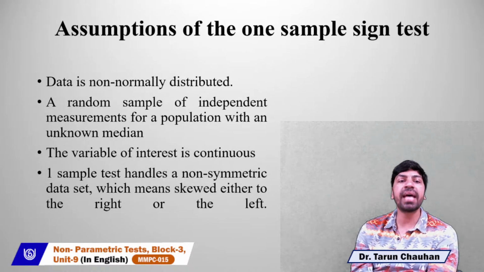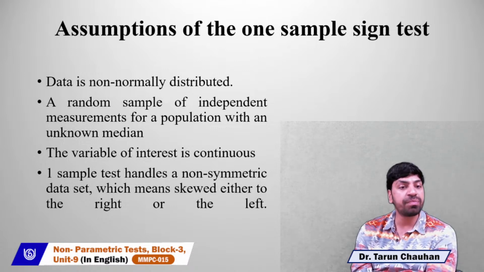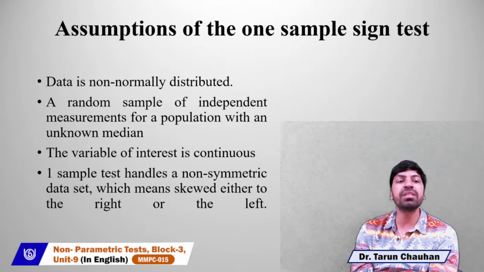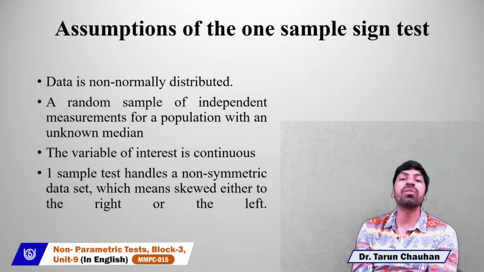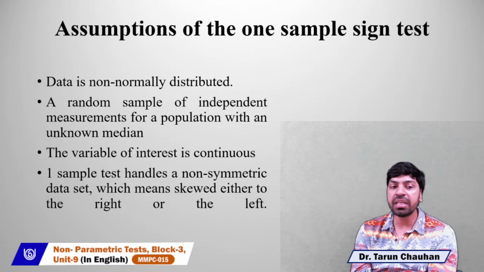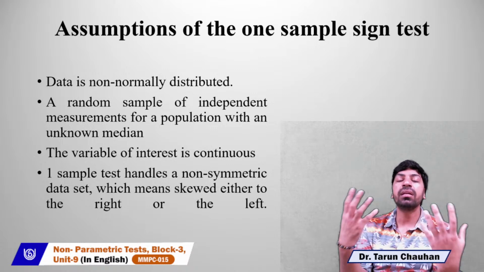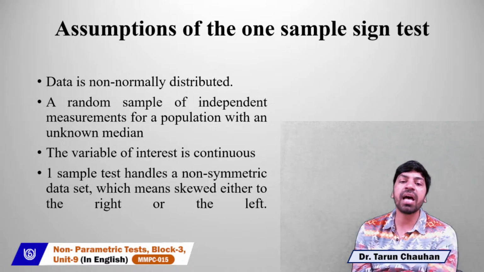Assumptions of the one sample sign test: the data is non-normally distributed. There is a random sample of independent measurements from a population with unknown median. It means the samples have independent numerical measurements from a population with an unknown median, and that becomes one of the assumptions. The variable of interest is a continuous series, and the test handles a non-symmetric data set, where skewness of the data to the right or left is not applicable.